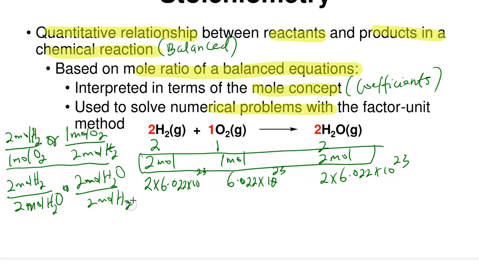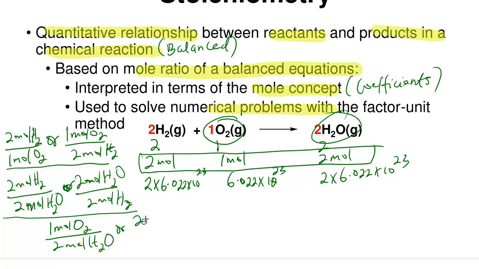Yes, this is another conversion factor that I can come up with. Remember, I can also write it in terms of oxygen and water. I can write another one. Another conversion factor can come from here. If I compare this to this, I can come up with 1 mole of oxygen to 2 moles of water.